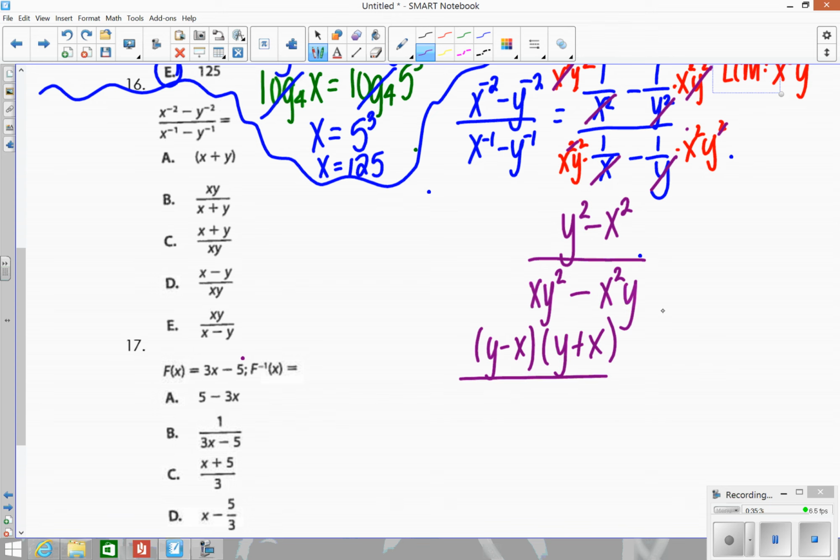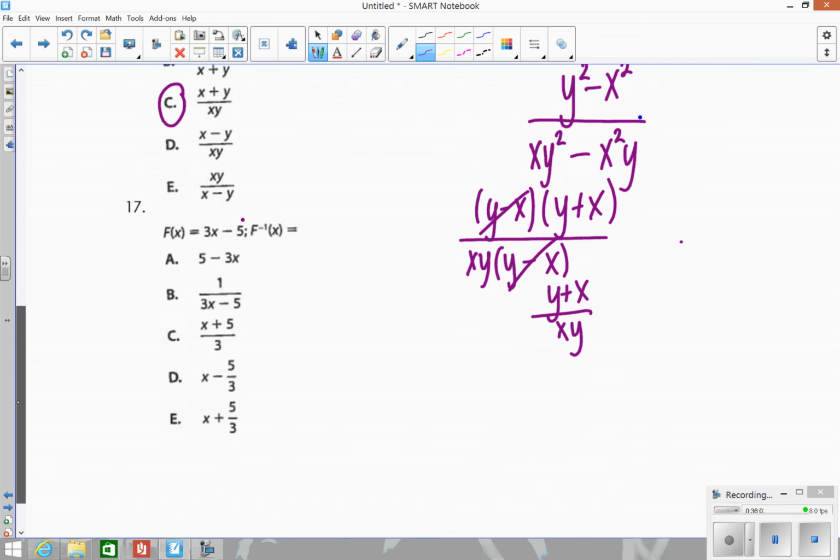And then on the bottom, we can factor out a GCF of xy, because each piece has at least an xy in it. So we're left with a y. And then if you factor out an xy out of this, you're left with just an x. So that cancels those, and I'm left with y plus x over xy, which is the same thing as choice C. X plus y or y plus x is the same thing.